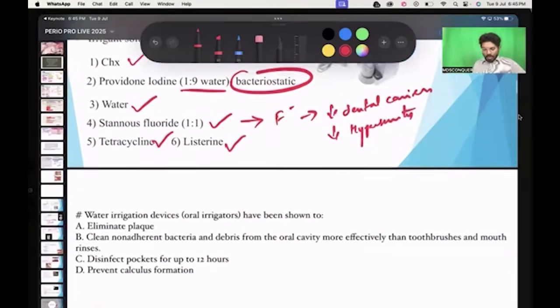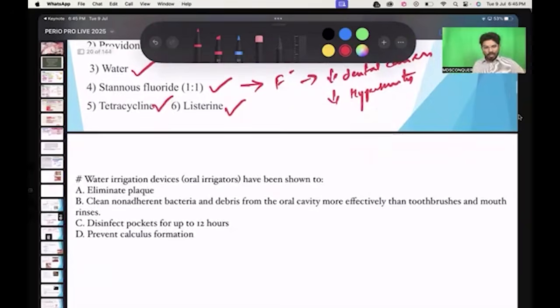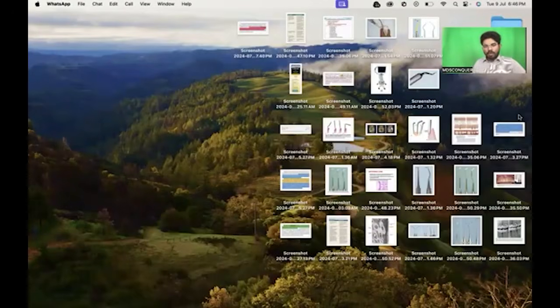Can anyone tell me what are the two drugs which can be observed in GCF? Drugs. What are the two drugs which are available in GCF? Yes, tetracycline, right? Any other? Yes, tetracycline and metronidazole. Very good. Okay, now check out this.